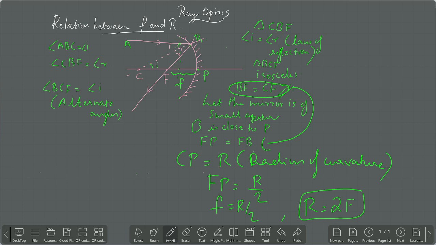So, this is the major relation which relates what? R and F. R is equal to 2F, provided there is a special condition. What is the special condition? The aperture should be small. There only we can use it. But most of the problems they will not say the aperture is small. We are just using it. R equal to 2F. Clear?